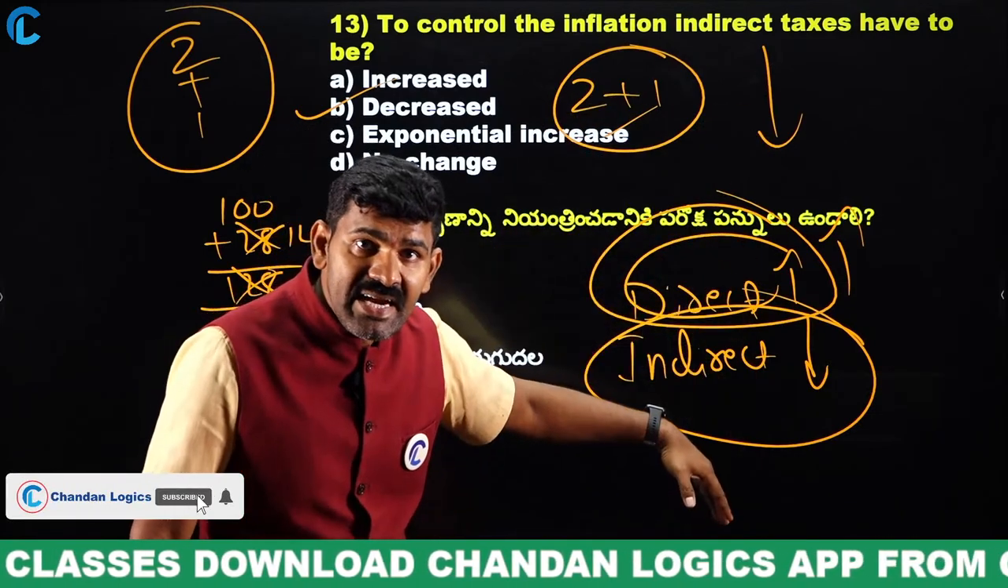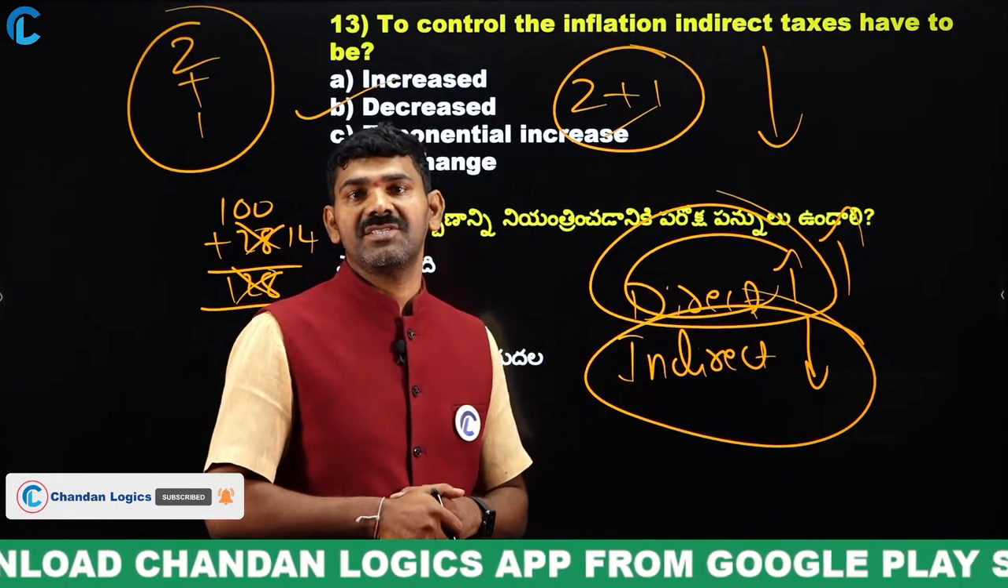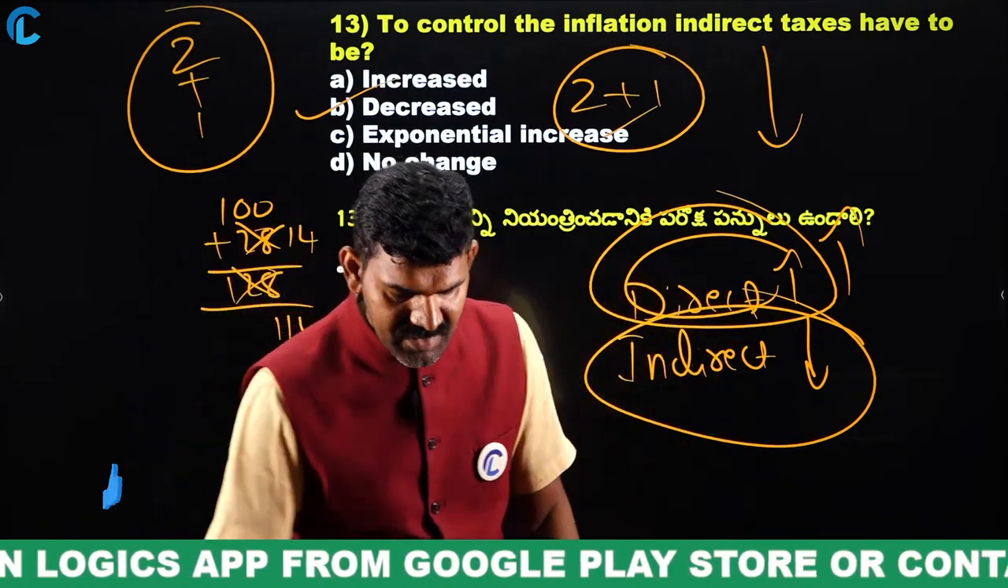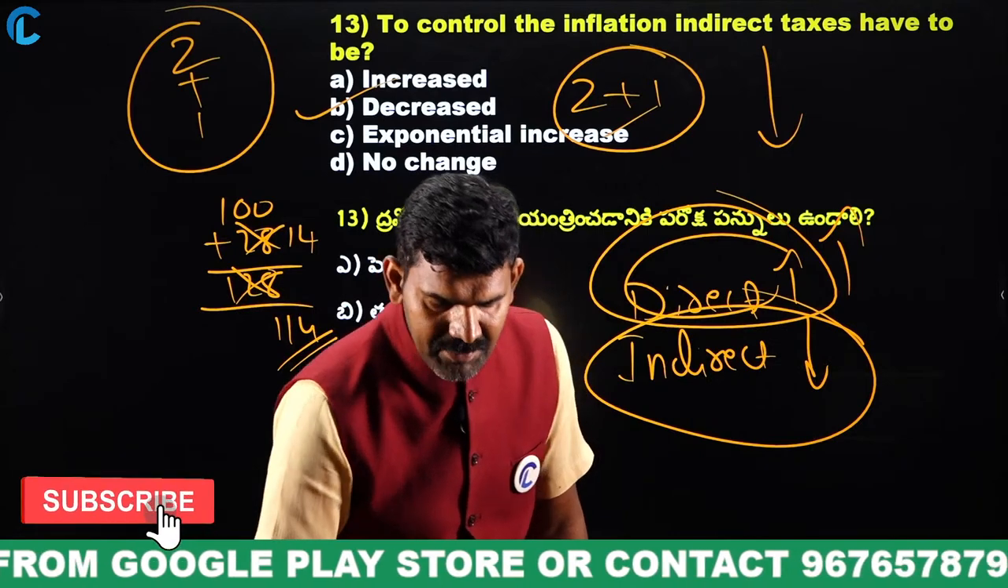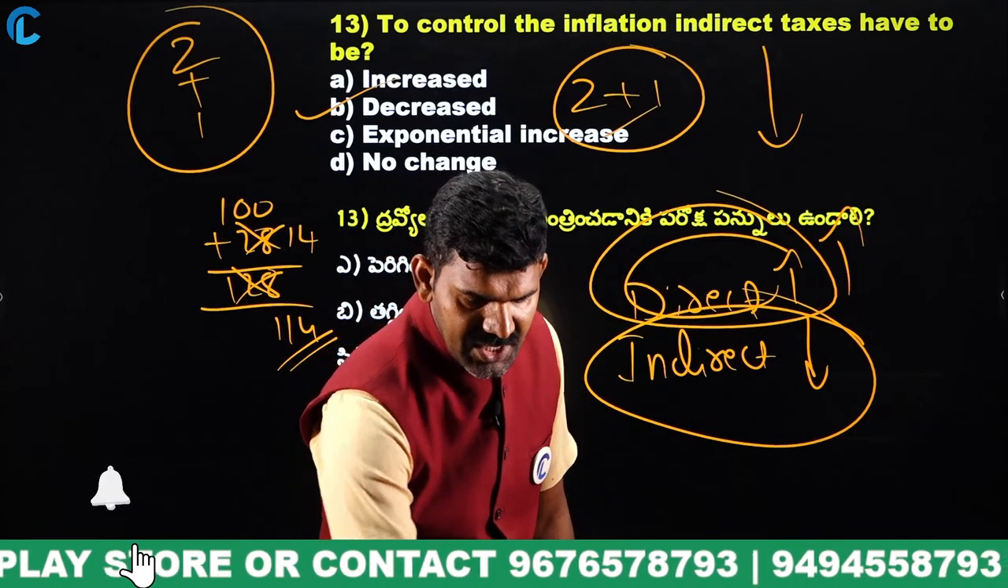So like that, by increasing the direct tax, you can control the inflation. By decreasing the indirect tax, you can also control the inflation. Did you all understand? Yes? Did you all understand, my dear folks? Yes or no?